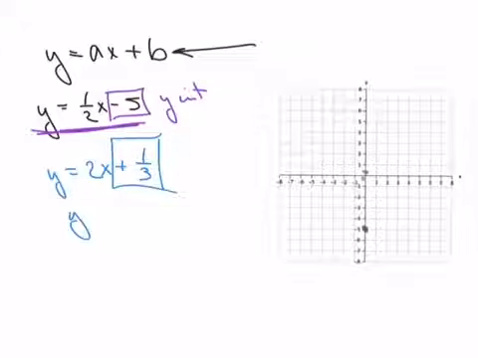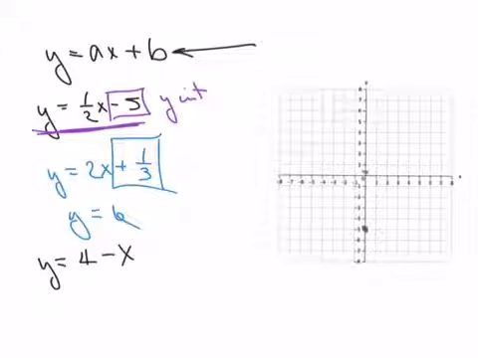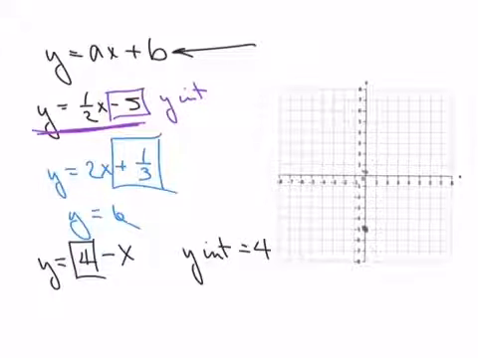If I have y equals 6, notice I don't have an x, but I do have the number that's all by itself, and that is always going to be the y-intercept. The number without a variable is the y-intercept. So the y-intercept of that is 6. Okay? If I had something like y equals 4 minus x, well, this is the number all by itself, so that is going to be the y-intercept. So the y-intercept is 4. Okay? And that's all there is for this lesson.